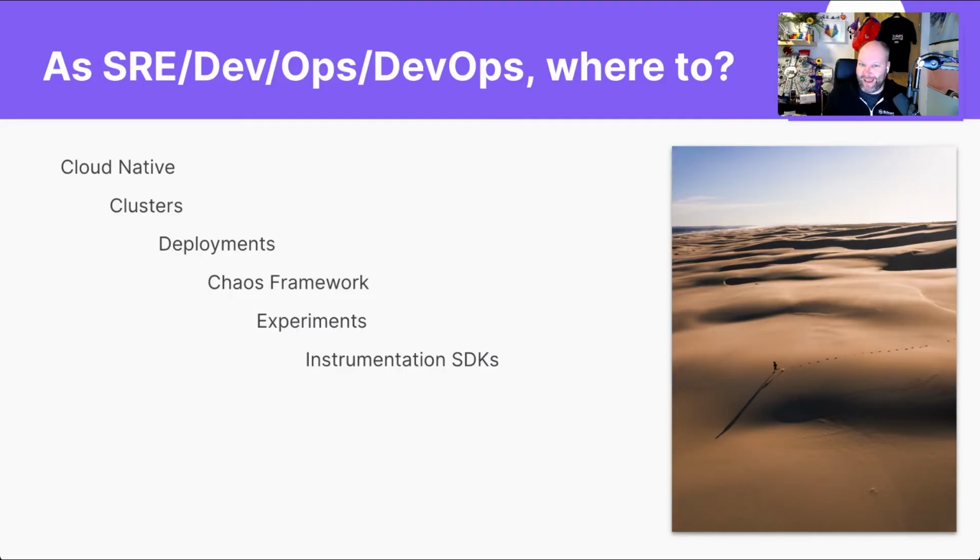which means, again, similar to metrics and SLOs, we need to understand where to go. And as an SRE, DevOps, or whatever your role title might be, start thinking about cloud native clusters. You have deployments. Inside these deployments, you add the chaos framework, which allows you to run experiments. And if you need to dig further into it, you can actually use instrumentation SDKs, create your own experiments, extend what is out there already, and can be used.